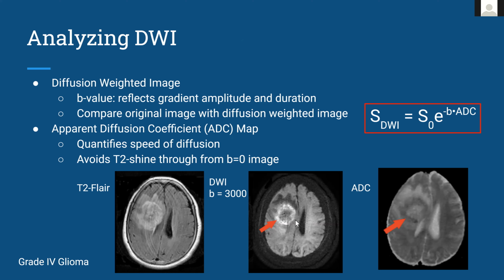To reveal the truth, we need to look at the ADC value, which uses this equation right here to calculate the values. And by looking at the ADC, you are able to tell whether there is actually restricted diffusion or not.